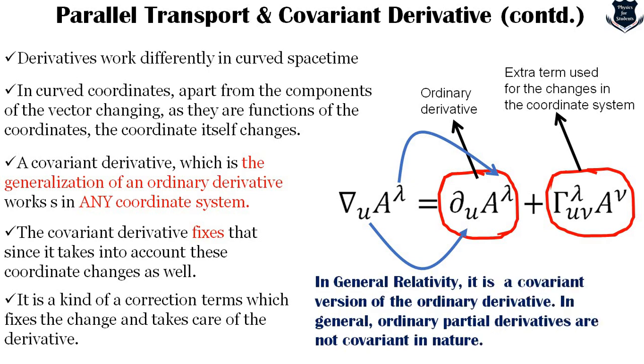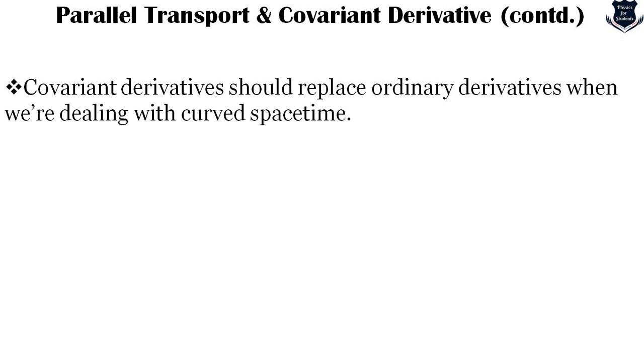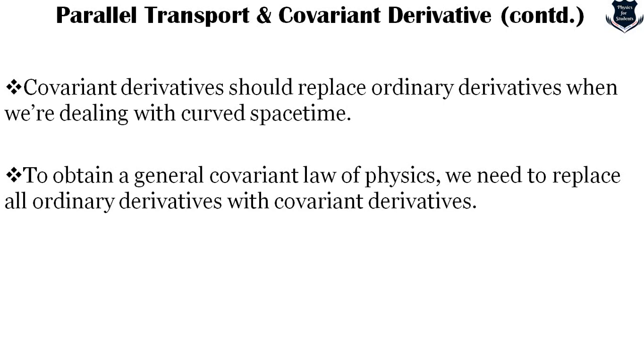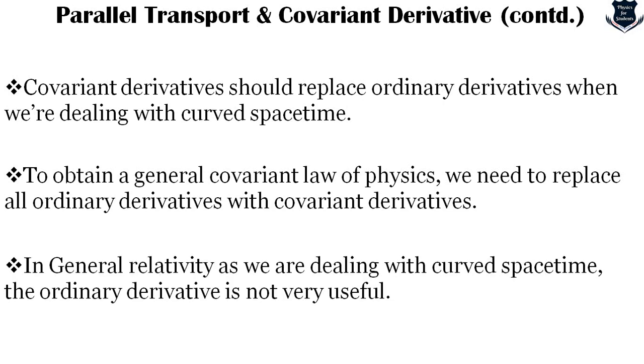So in general relativity, it is a covariant version of the ordinary derivative, and in general ordinary partial derivatives are not covariant in nature. Our target is to find the covariant physical law. Just a few important points. Covariant derivatives should replace ordinary derivatives when we are dealing with curved spacetime. If we do not, calculations are wrong. So to obtain a general covariant law of physics, which is a basic postulate of GR, we need to replace all the ordinary derivatives with covariant derivatives. And in general relativity, we are dealing with curved spacetime. The ordinary derivative is not useful.